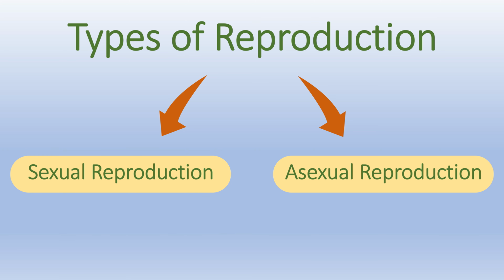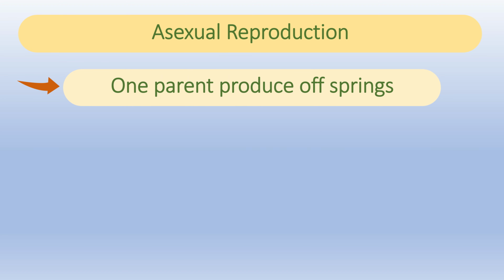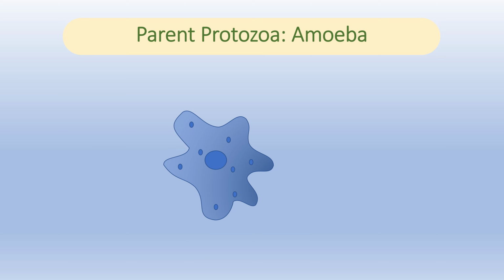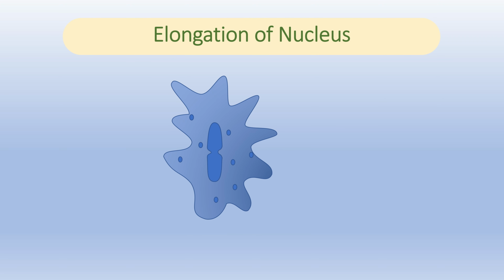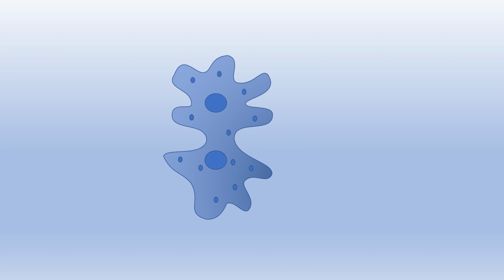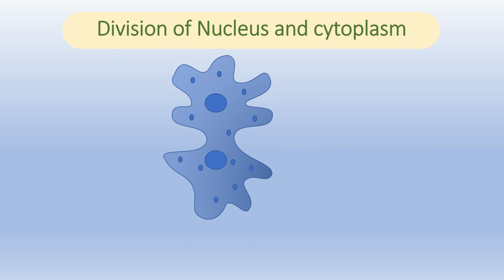Asexual reproduction. In this process, only one parent produces offspring which are genetically identical to the parent. Here we can take an example of amoeba. In this process of reproduction, binary fission takes place to give identical daughter cells.